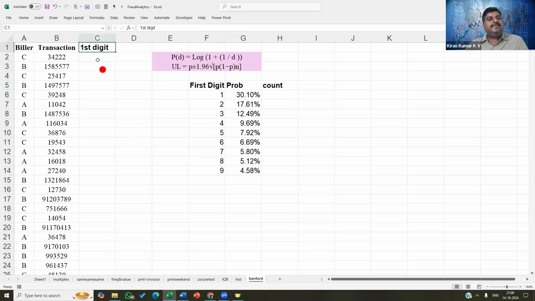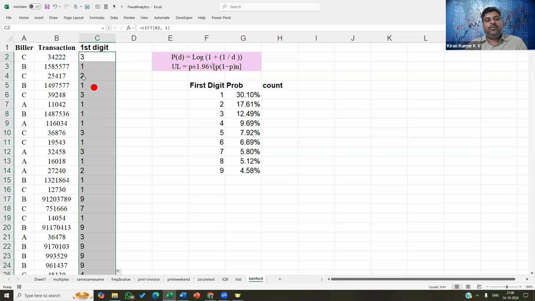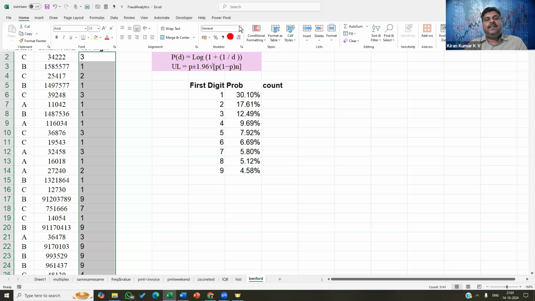First digit is something like this. I'll use the function LEFT. Left is a text function that basically pulls out the number of characters from the left side of the content in the cell. So I'm giving this particular cell and I'm telling it to give me the first character there. Of course, it is giving me 3 here. So similarly I can copy paste, and I have all the first digits extracted. Let me put that as a number.